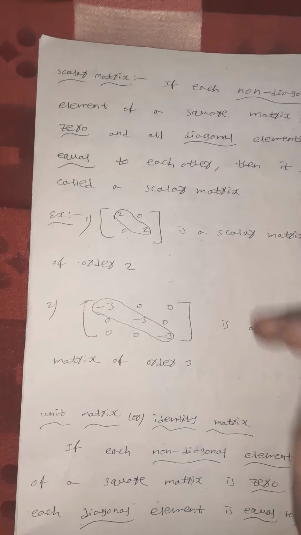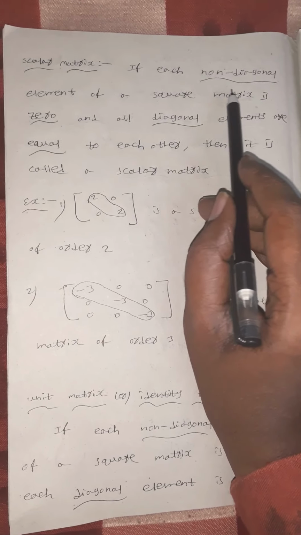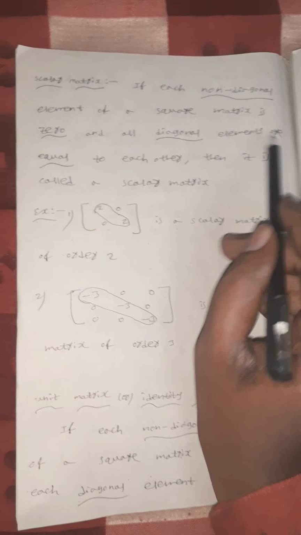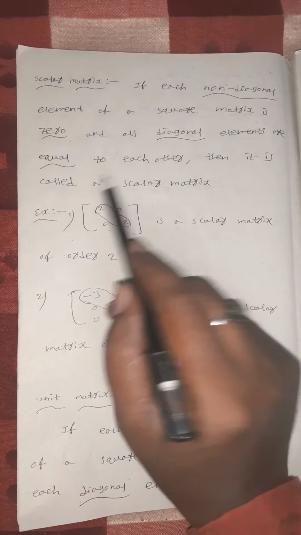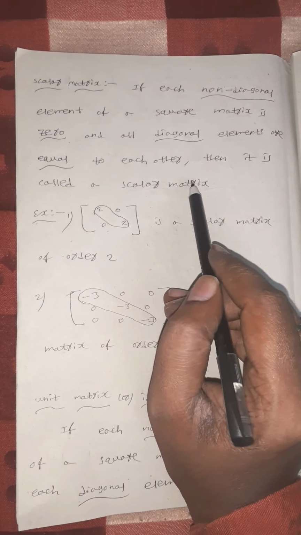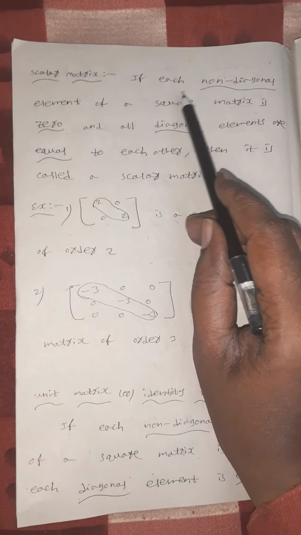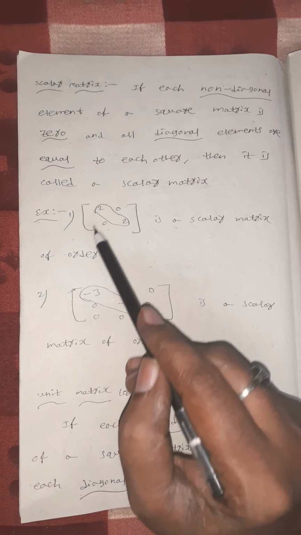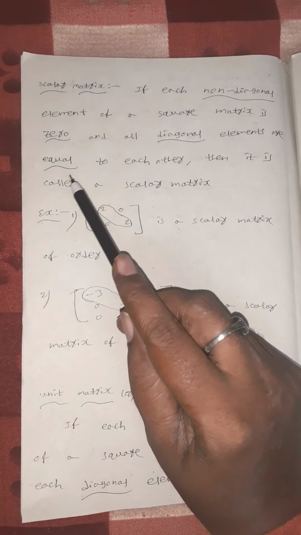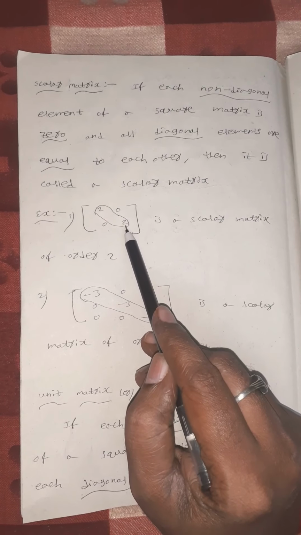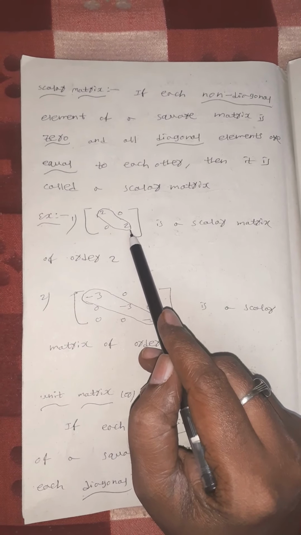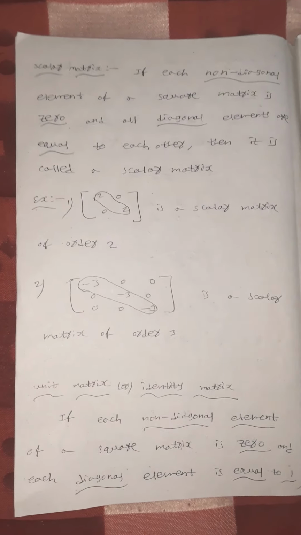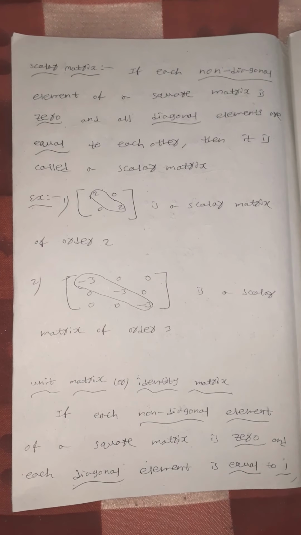Next one is scalar matrix. If each non-diagonal element of a square matrix is 0 and all diagonal elements are equal to each other, then it is called a scalar matrix. So non-diagonal elements are 0 and all diagonal elements are equal. If it is 2 here, here also it should be 2. If here 4, here also it should be 4. If we take different numbers, again it will come under diagonal matrix. That is the difference between scalar and diagonal matrix.